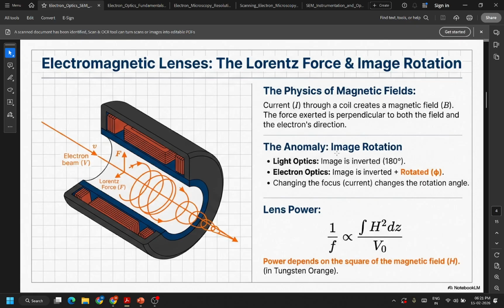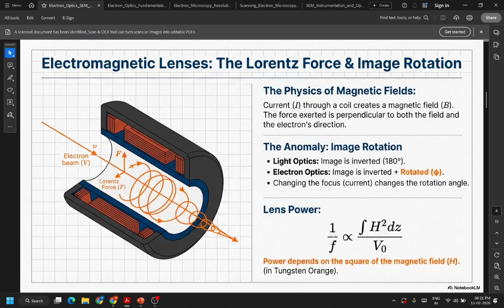So in light optics, the image is always inverted. That is, it is 180-degree inverted. But in electron optics, it will be inverted plus rotated, due to this rotation inside the magnetic field. By changing the current in the magnetic field, you will change the focus, and that will change your rotation angle.